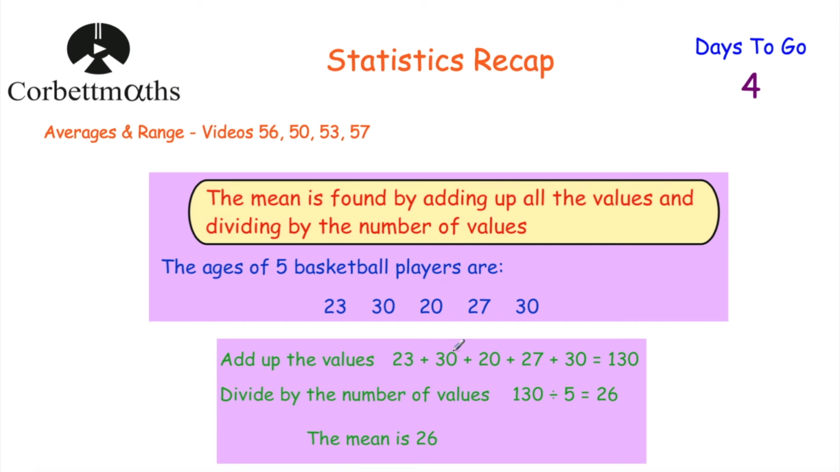So if we wanted to find the mean of these basketball players, I'd add up all their ages, and that's equal to 130. There's 5 of them. If I divide 130 by 5, that gives me 26. So the mean age is 26. So to find the mean, you add up all the values and divide by the number of values.